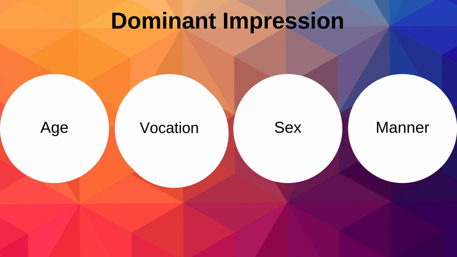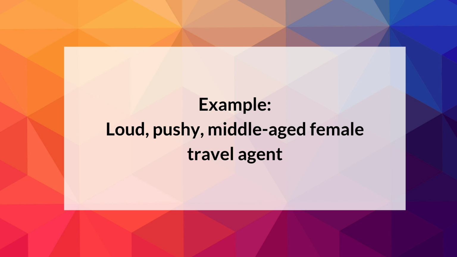Swain talks about the transition into what he calls the dominant impression. I like to call it second impression, but he calls it the dominant impression. And the dominant impression consists of four components. So those four components are age, vocation, sex, and manner. All right. So age and sex are pretty self-explanatory, but he uses the example of a loud, pushy, middle-aged female travel agent.